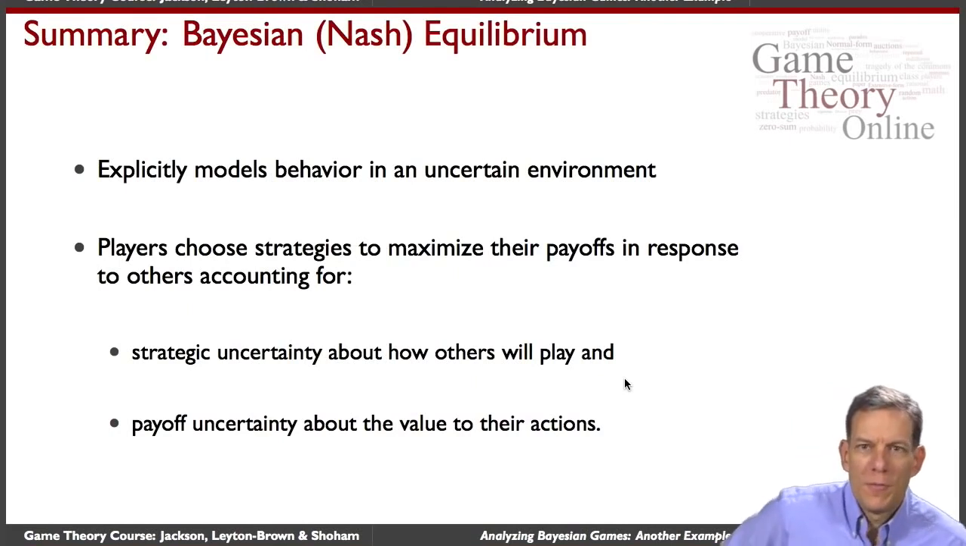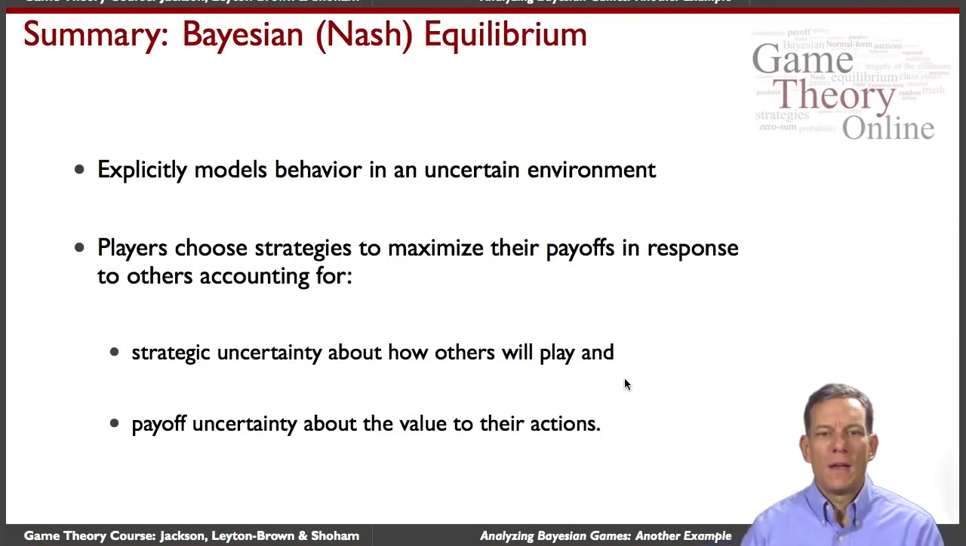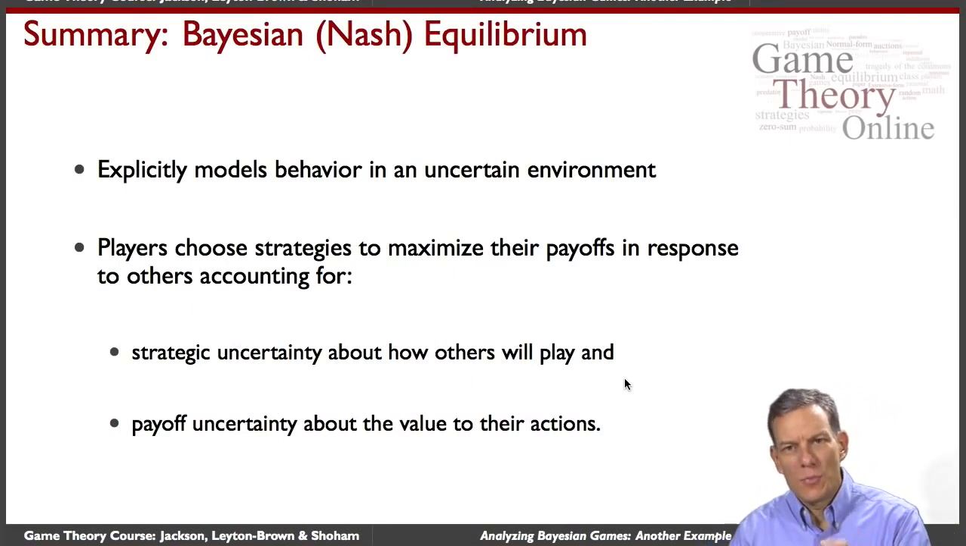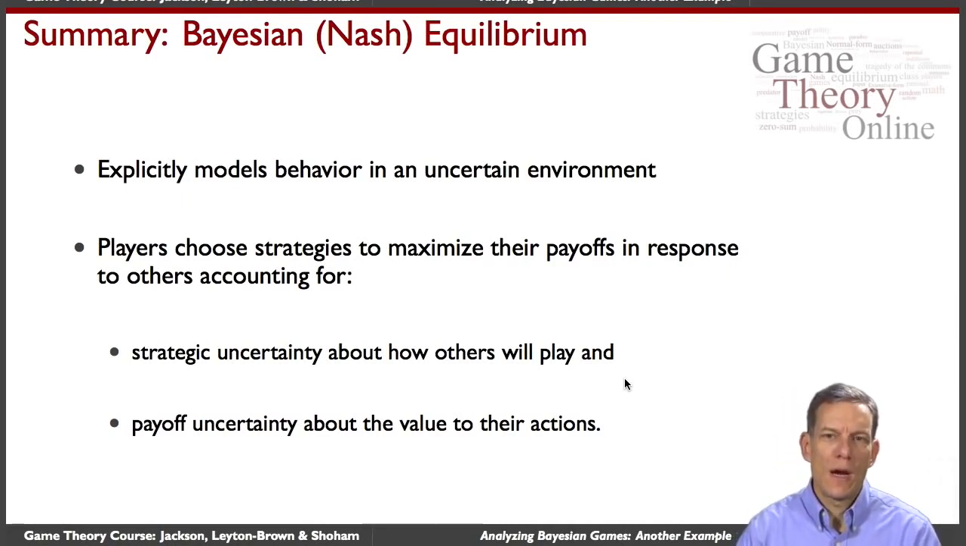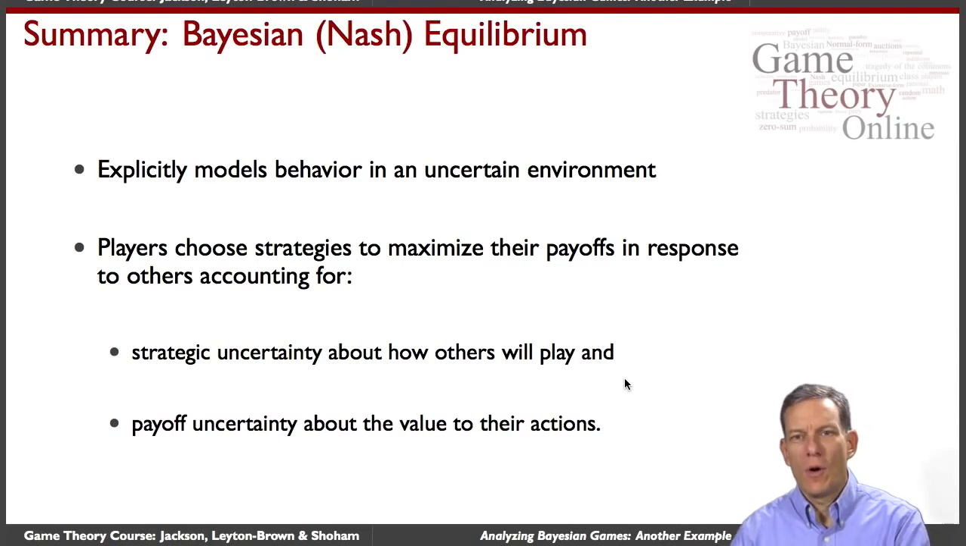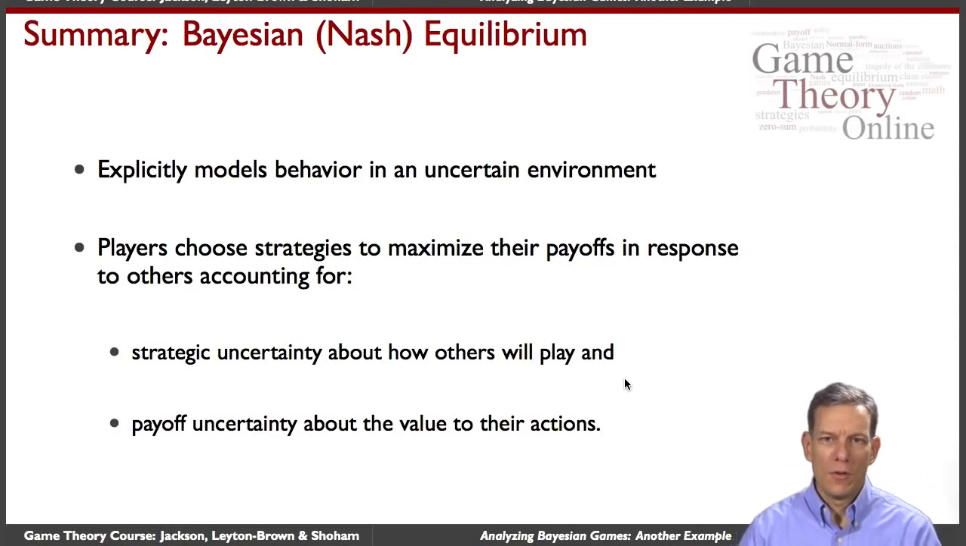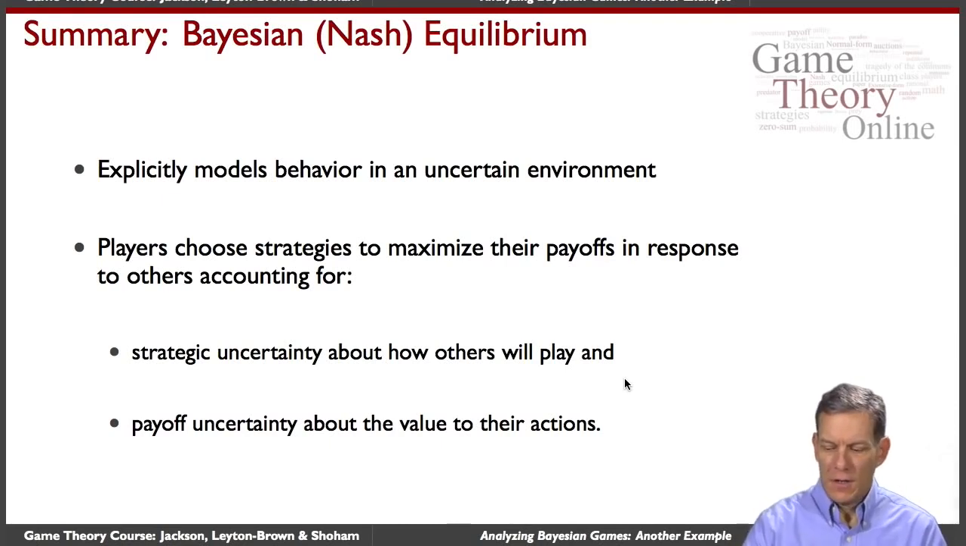So, summary of Bayesian-Nash equilibria, what have we got? It's a model that explicitly captures uncertain environments. And players choose strategies, again, equilibrium notions, so you're maximizing your payoffs in response to uncertainty about both how other individuals are going to play and what the payoffs are from different actions. So it's a very powerful tool and one that has many applications, some of which we'll see in some of the added lectures.